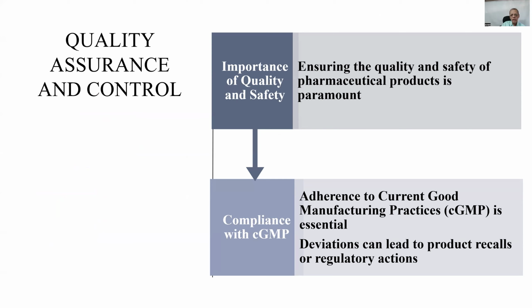Coming to quality assurance and control, the importance of quality and safety is to ensure that the quality and safety of the pharmaceutical product is paramount. Adherence to current good manufacturing practices is essential, and deviations can lead to product recalls or regulatory actions.